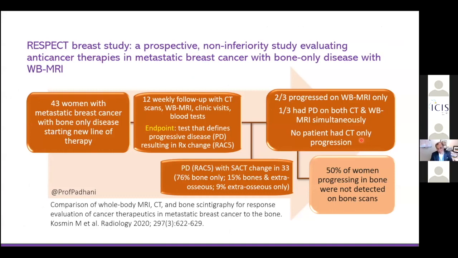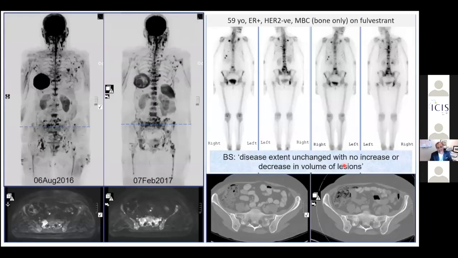So in 43 women who were known to be progressing with response assessment category 5 in 33, you can see that 50% of women who were progressing in the bone, either on a CT scan or on an MRI scan, had a bone scan that did not show disease. So be very careful. And this is an example.